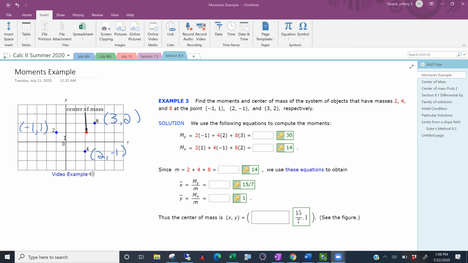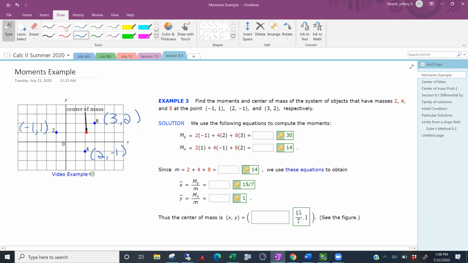Now we'll start out with the moment in the y direction. So we'll call it m sub y, which is what they have here. Let's highlight that over here. There's our m sub y. Now the m sub y is going to be the tendency for this to want to rotate around the y-axis. So, okay. Now if we're rotating around the y-axis, then this force of 8 here, or the mass of 8, is going to be felt at a distance of 3 away from the y-axis, or away from x equals 0. So as far as calculating the moment is concerned, the contribution from this point right here is going to be 8 times 3.